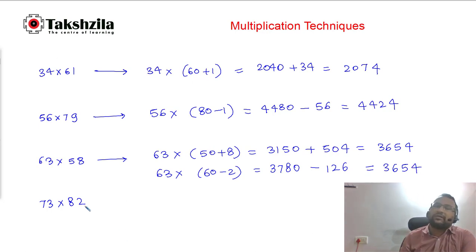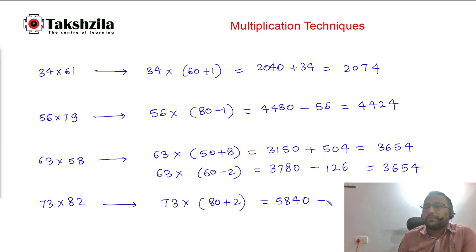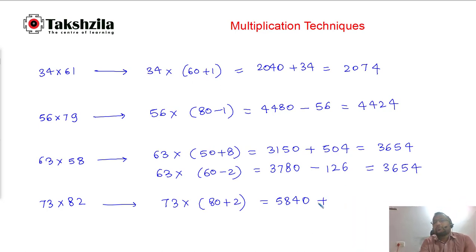Let's try one more, 73 into 82. Over here, you can express this multiplication as 73 into 80 plus 2. Now 73 into 80 is how much? 8 sevens are 56, 560 and 24. That is 560, 584 and then 0. Plus 73 into 2 is how much? 73 into 2 is 146.